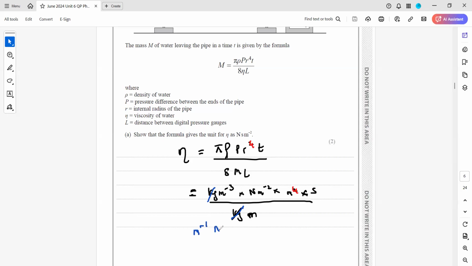There is a Newton as well. There is a second divided by meter. This meter is in the denominator, when it goes to the numerator, this will become Newton, meter -2 and second. Or in any order. So yes, we will get the same units. Is it clear? The unit for viscosity.